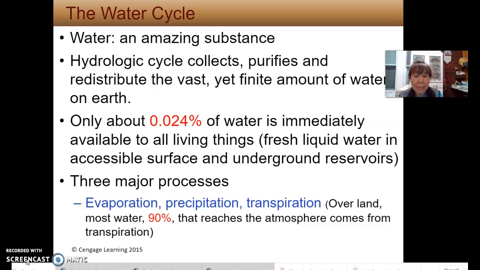So there are 3 major processes during the water cycle. These are evaporation, precipitation, and transpiration. Transpiration may be new to some of you. Transpiration means evaporation from plants, especially the leaves, not from the water surface, not from a river, not from the ocean. Transpiration is water evaporation from plants. A number you need to remember is that over the dry land, 90% of the water that reaches the atmosphere comes from transpiration. So the water leaves the land and gets into the air, but how? Through plants. If you cut down plants, that would impact transpiration, impact the water evaporating from the land, okay?